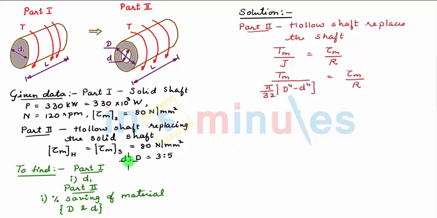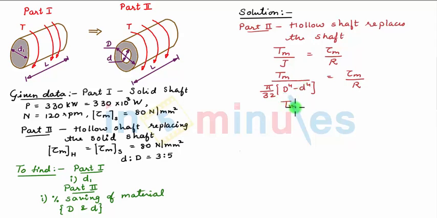Now for the hollow shaft, there is one more piece of information given, that is the diameter ratio is 3:5. Since this value is less than 1, this diameter ratio has to be small d by capital D. If this value had been greater than 1, this diameter ratio would have been capital D by small d. So now what we do is, we take the capital D term outside from this bracket so that we have the ratio of small d by capital D over here.